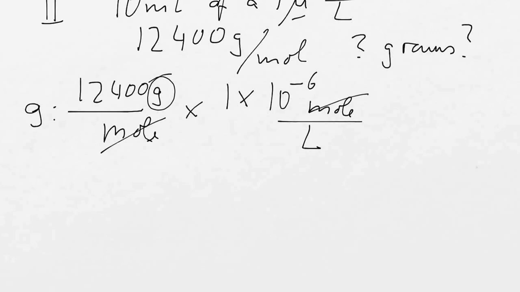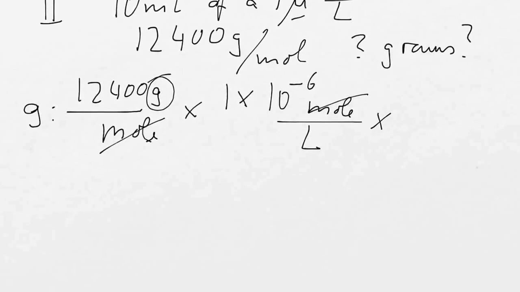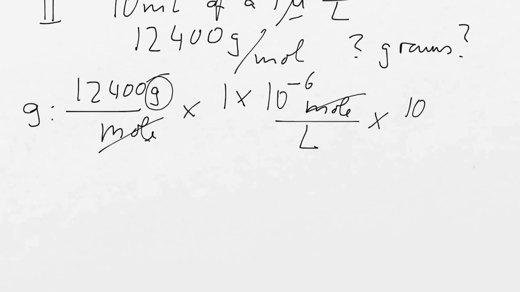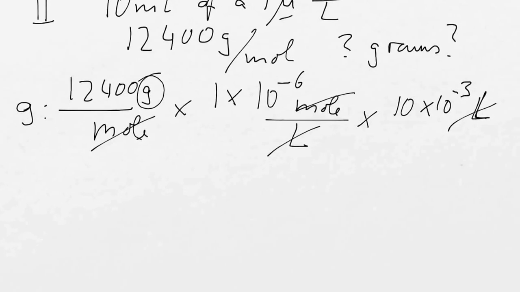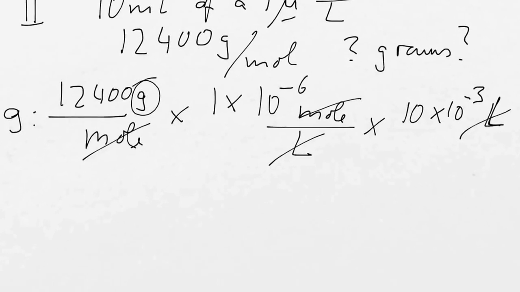Gram is still great, but the liter I need to get rid of. Do we have something with liters in it? Yes, we've got 10 milliliters. So that would be times 10 to the minus 3 liter. This 10 to the minus 3, that's the milli. What happens to the liters? They cancel out. What's left? Grams. Hey, I got my unit, the grams that I was looking for.